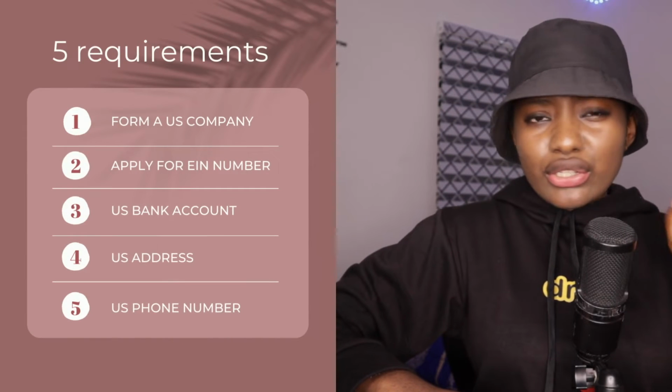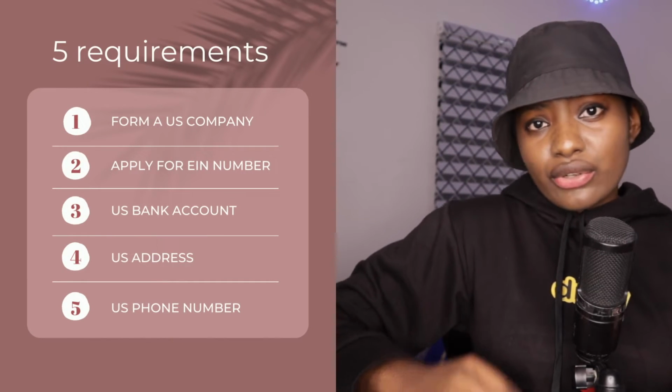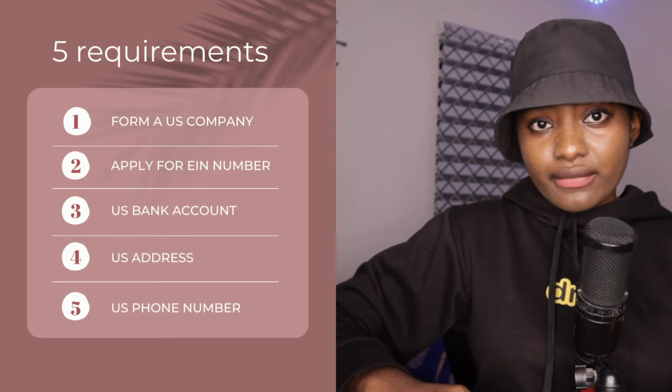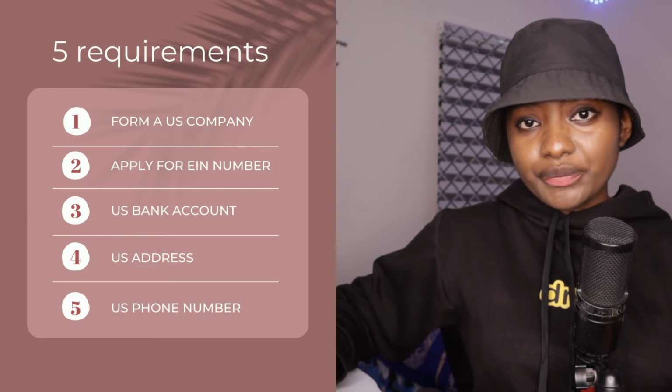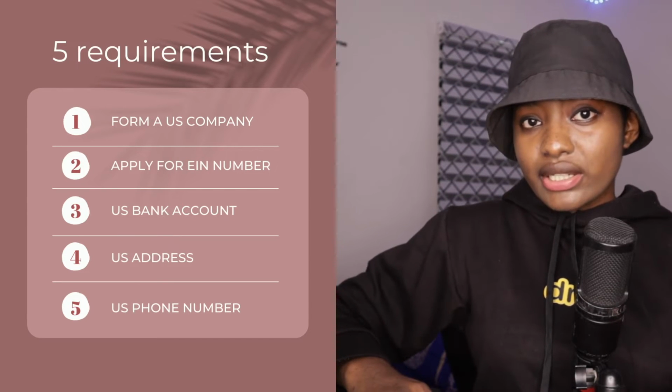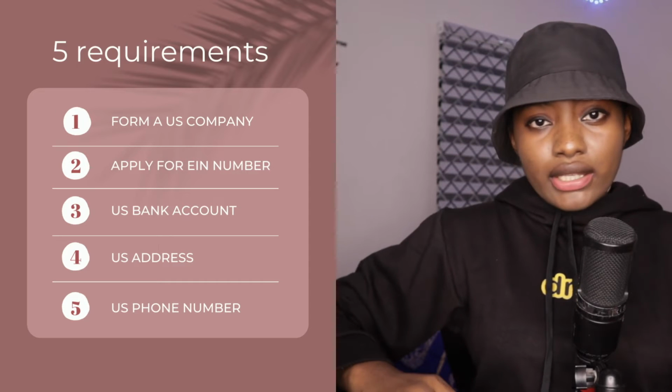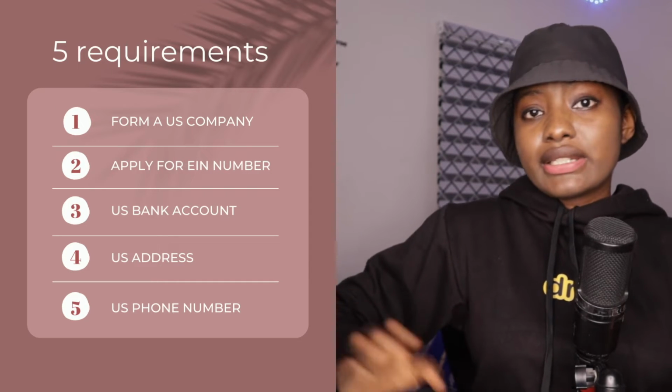So these are the 5 requirements you have to get ready. And as you can notice, numbers 3 to 5 are very easy. For the US bank account, I recommended Payoneer. For the US address, I recommended Shipito. For the US phone number, I recommended int'l.